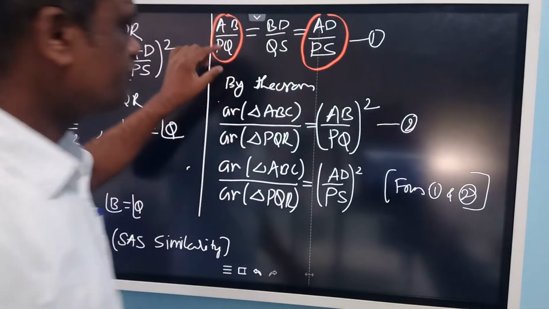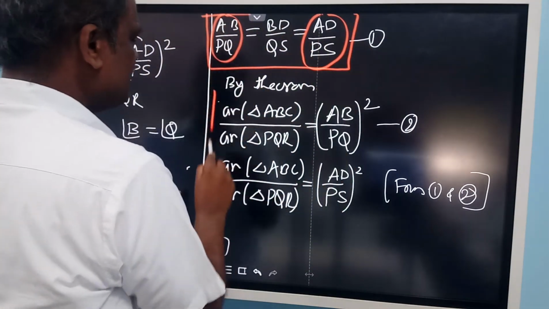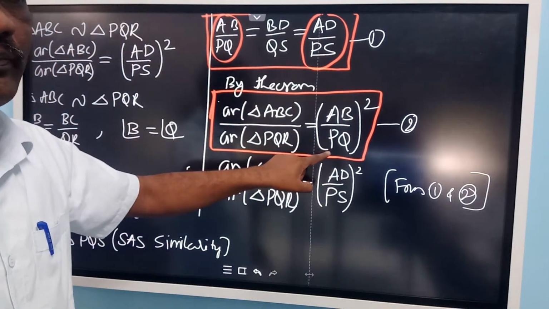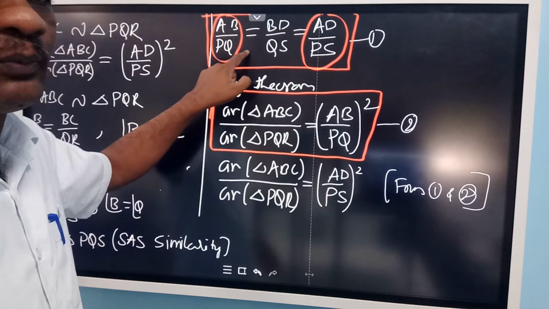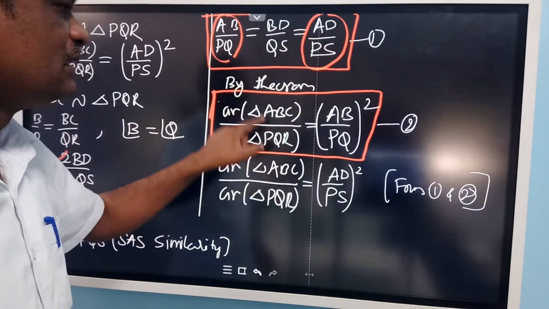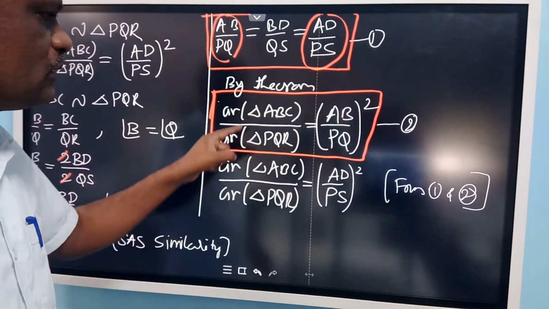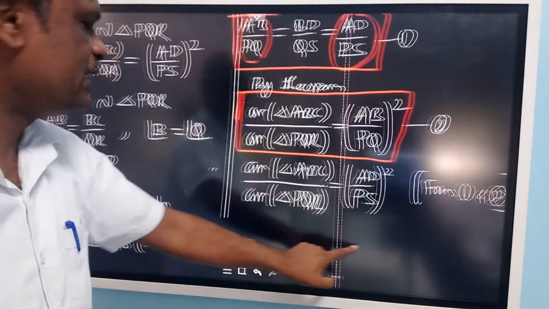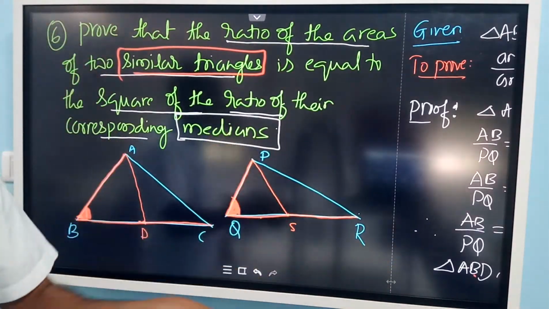Comparing 1 and 2, this is one ratio and this is another one. This is by the theorem we proved related to the area of similar triangles, and this is by proportionality of similar triangles. So we have AB by PQ equal to AD by PS, and ABC by PQR equal to AB by PQ whole square. If you compare these two, in place of AB by PQ you can write AD by PS. What is AD by PS? It is nothing but the ratio of their corresponding medians.